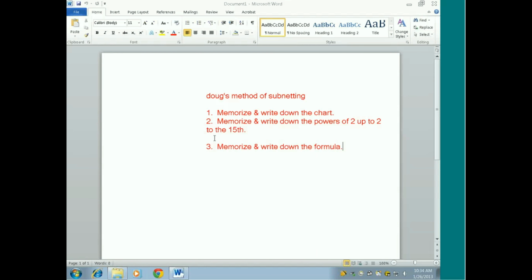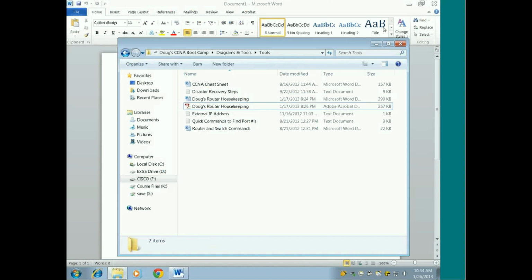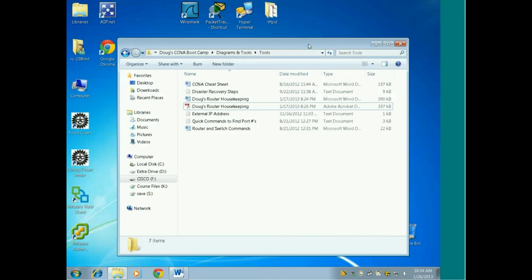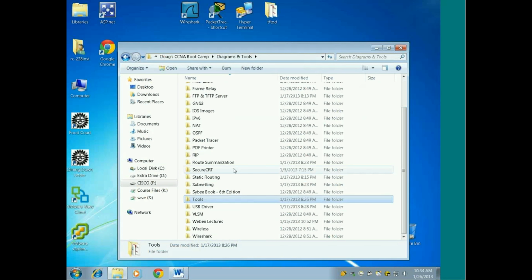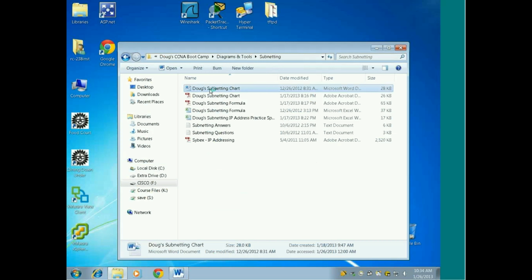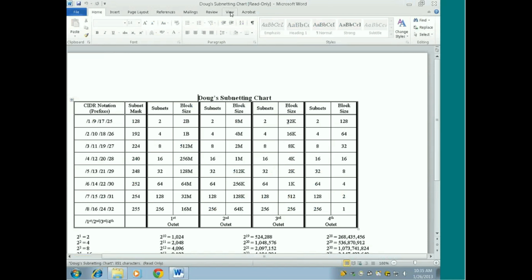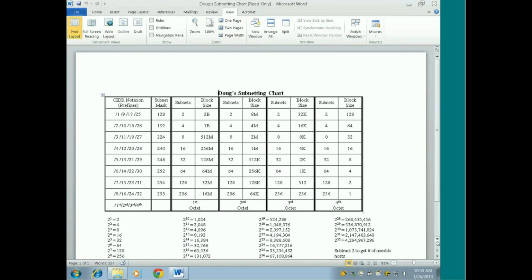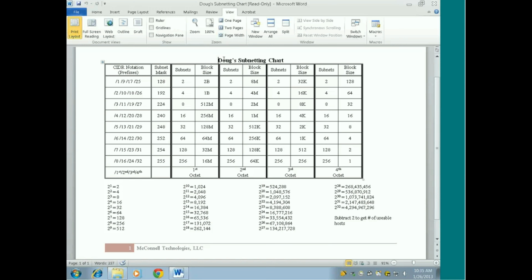3 things. We're going to knock them off one at a time. First thing we're going to do is study the chart. So please pull that up at this time. It's a file that you just downloaded. It's called Doug's Subnetting Chart. Password to open the file is Doug Lab Cisco. And here it is. It's an eyeful, isn't it?